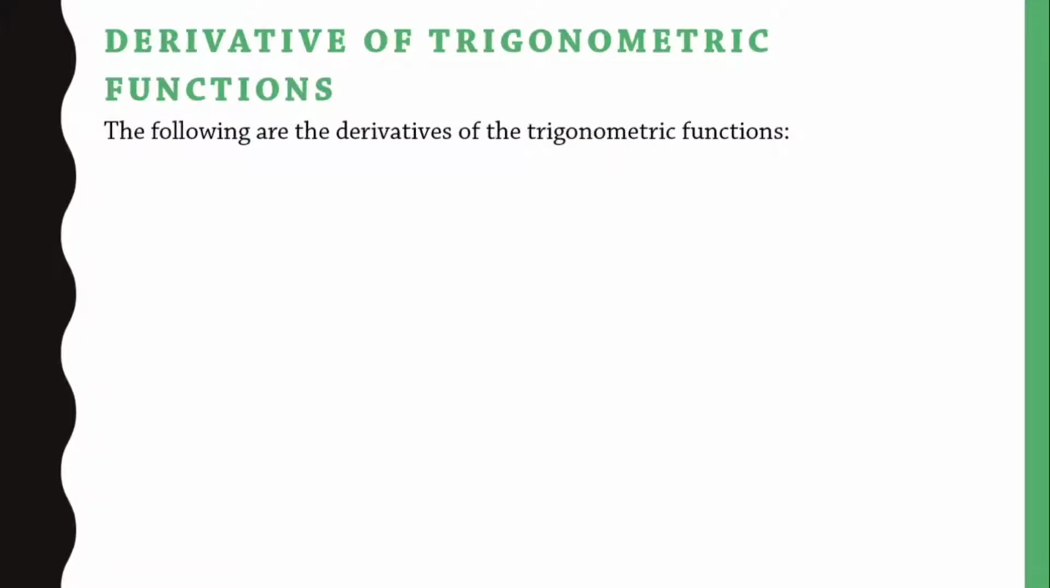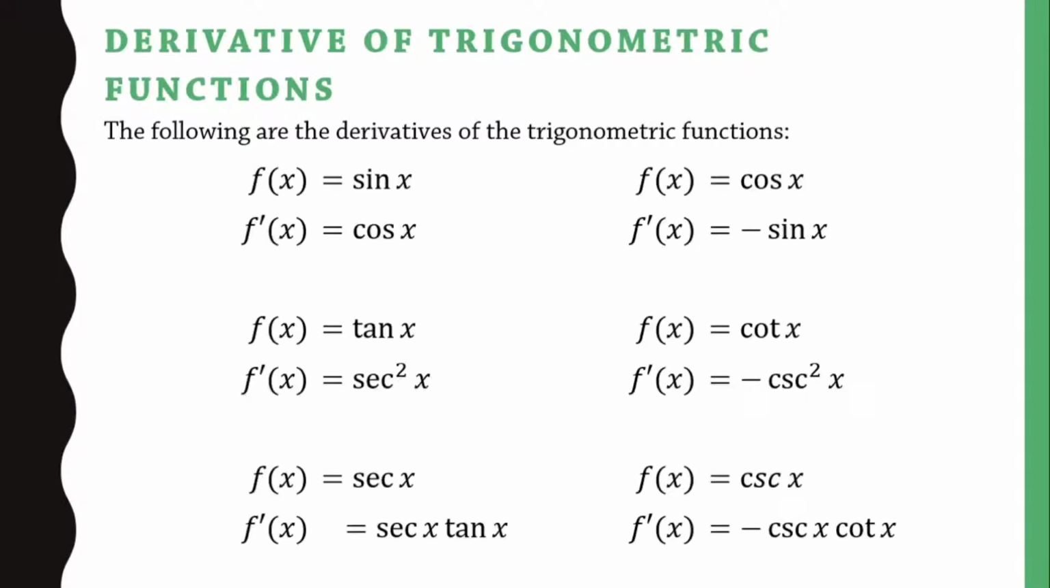Here are the derivatives of the 6 trigonometric functions. The derivative of sine x is cosine x. The derivative of cosine x is negative sine x. The derivative of tangent x is secant squared x.